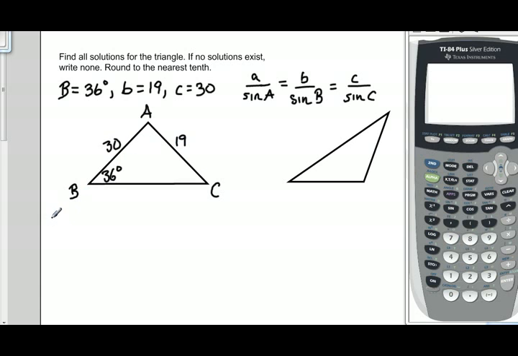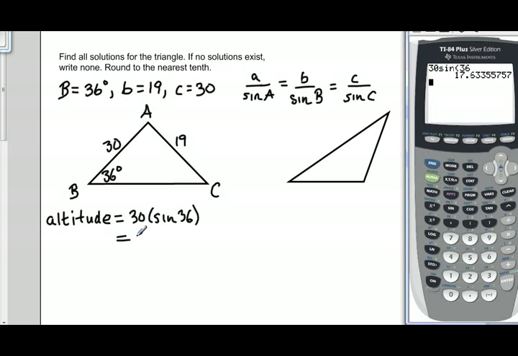Recall that the next thing to do is to find the altitude, or the height, of this triangle. To find the altitude, we take the left side of the triangle and multiply it by the sine of the left angle. So in this case, that's going to be 30 times the sine of 36. Let's do that in our calculator here. 30 sine 36.